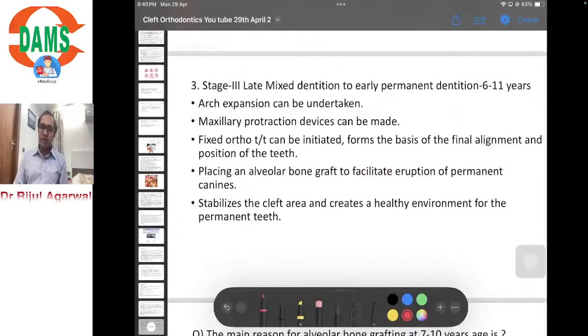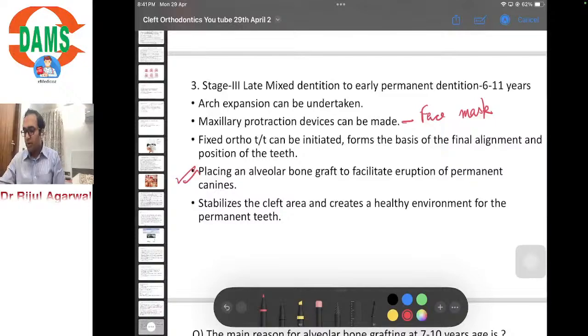Coming to stage 3, that is the late mixed dentition to early permanent dentition, 6 to 11 years. At this stage, arch expansion can be done to provide space for the eruption of the permanent teeth. Maxillary protraction devices like the face mask are used. Fixed orthodontic treatment can be initiated, but it's done on the basis of the eruption stage or the presence of the permanent teeth. And the most important is the placement of an alveolar bone graft to facilitate the eruption of permanent canines.